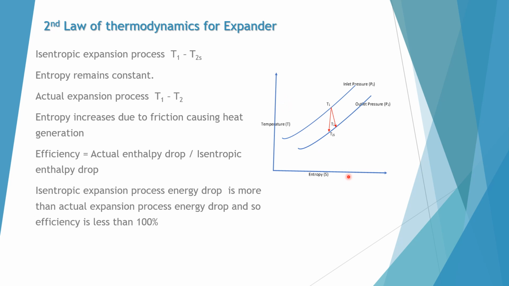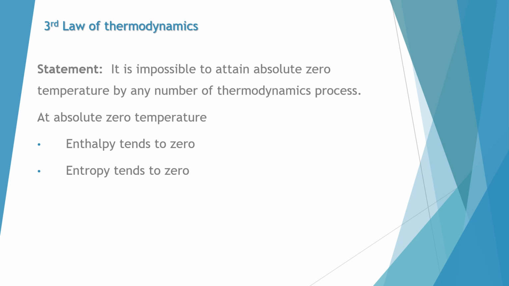Second law of thermodynamics for expander. Again, this is a TS diagram. P1 is inlet pressure, P2 is outlet pressure. So isentropic expansion process T1, T2S is again an isentropic process, entropy remains constant, and T1, T2 is the actual process where entropy increases. So efficiency will be actual enthalpy drop divided by isentropic enthalpy drop. Again, isentropic enthalpy drop is more than actual enthalpy drop, and so efficiency of the turbine is again less than 100%.